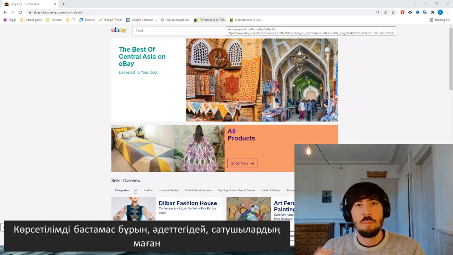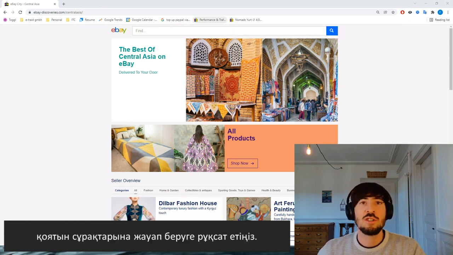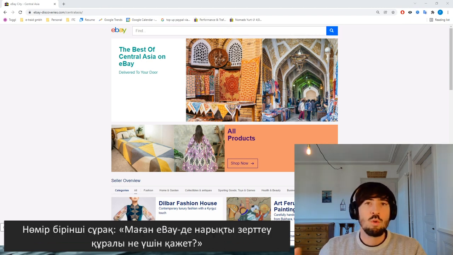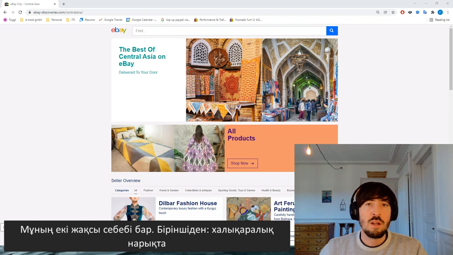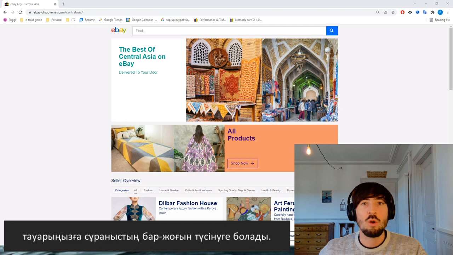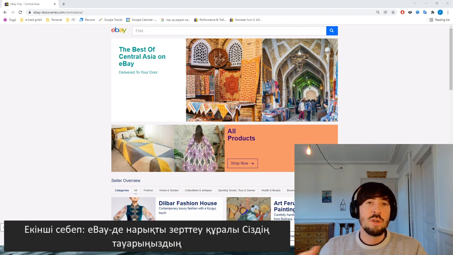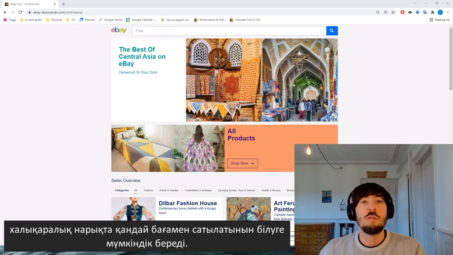Before I start with the demonstration, as usual, let me answer a couple of questions that sellers ask me frequently. Question number one: why do I need eBay's market research tool? There are two good reasons for this. Reason number one is that eBay's market research tool allows you to understand whether there's demand for your product on the international market. Reason number two is that the market research tool also allows you to understand what kind of prices are being charged for your type of product on the international market.